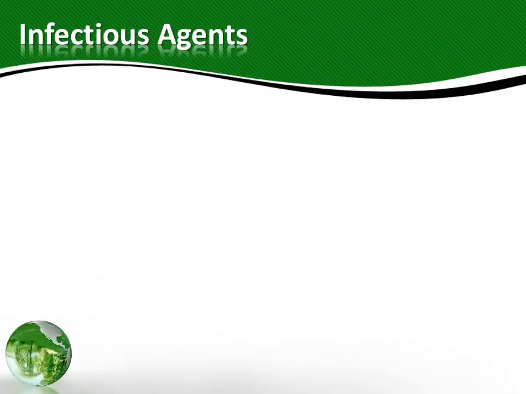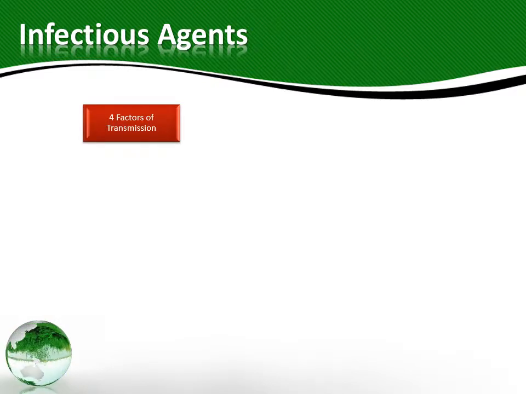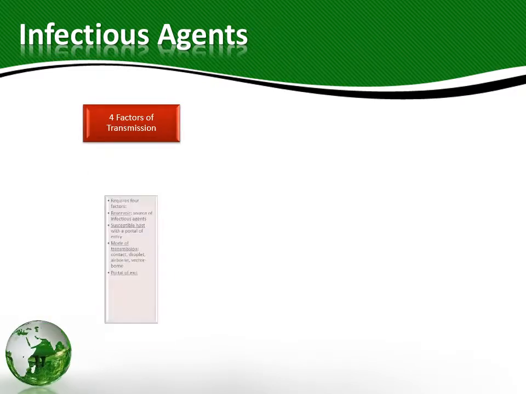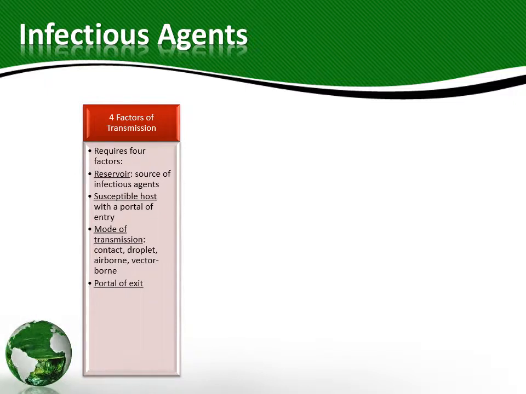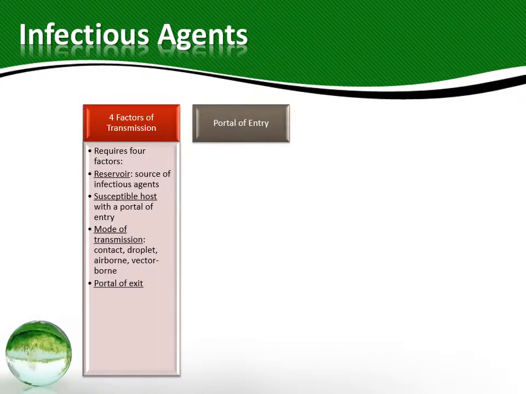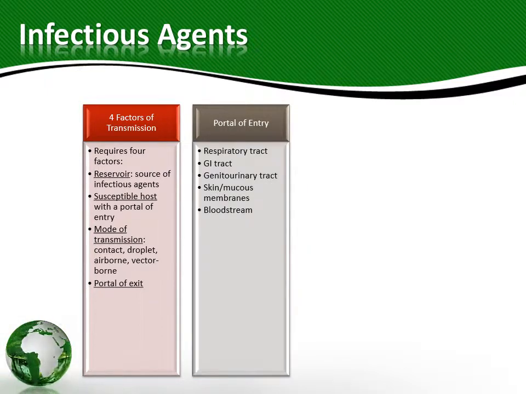So let's discuss infectious agents. There are 4 factors of transmission. It requires a reservoir, the source of infectious agents; a susceptible host with a portal of entry; then a mode of transmission: contact, droplet, airborne, vector-borne; and then a portal of exit. The portal of entry can be the respiratory tract, the GI tract, the GU tract, skin or mucous membranes, and the bloodstream.